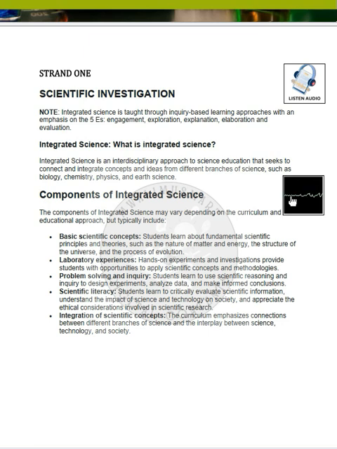Components of integrated science. The components of integrated science may vary depending on the curriculum and educational approach, but typically include basic scientific concepts. Students learn about fundamental scientific principles and theories, such as the nature of matter and energy, the structure of the universe, and the process of evolution.